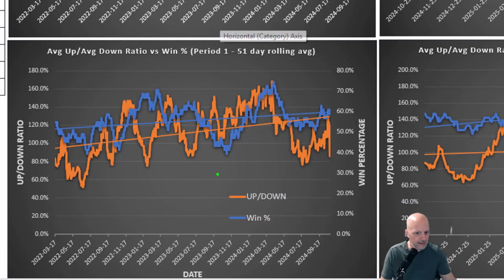Now, let me get that out of there. The other thing we have on here is win percentage. The blue represents how often this stock is winning over a rolling 51-day average. So we want it to be 50% or higher. If I just draw this across here, you can see that most of the blue is above this 50% threshold, and the trend is actually a positive trend as well. So that's a great sign on both of these metrics for this stock. Let me get that out of here.